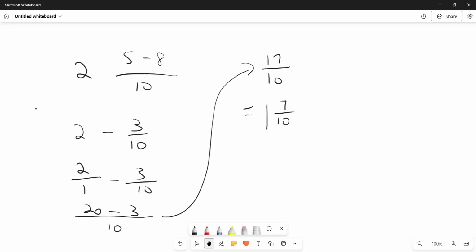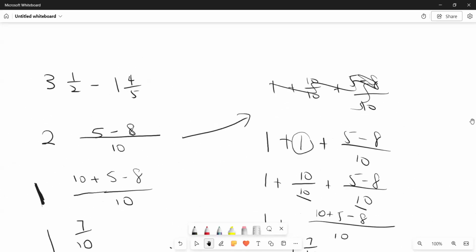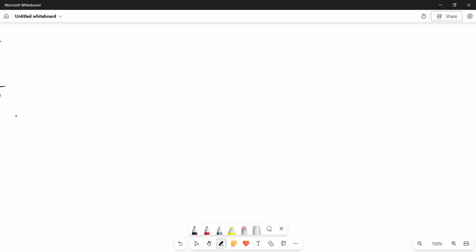You can also do it another way. You can choose what you want to do. Let me just go back to the question. What was the question? 3.5 minus 1 and 4/5, right? Again, this was probably one of the ways you were taught in primary school as well. You can change everything to improper fractions. 3 2s are 6 and 1, 7 over 2.